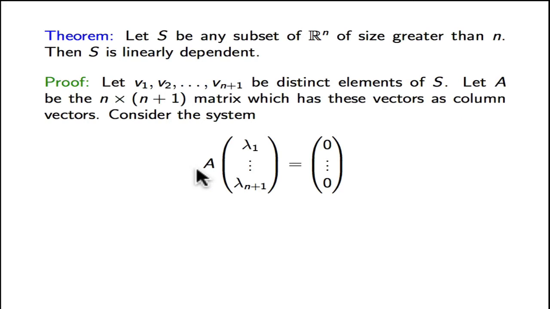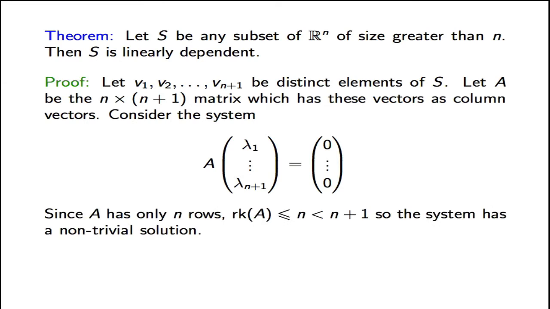And we consider the system A times lambda 1 all the way up to lambda n plus 1 being equal to 0. So this is essentially the equation lambda 1 v1 plus lambda 2 v2 plus dot dot dot plus lambda n plus 1 vn plus 1 being equal to 0. Now A only has n rows, so its rank can be at most equal to n, which is strictly less than n plus 1. So the rank of A is at most n and is smaller than the number of unknowns. So this system here has a non-trivial solution.